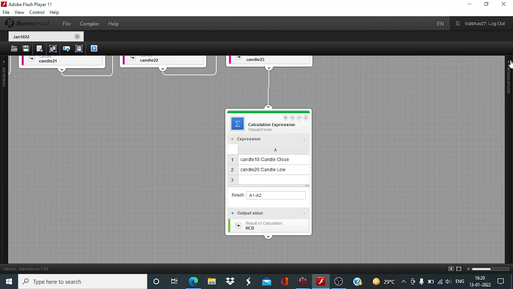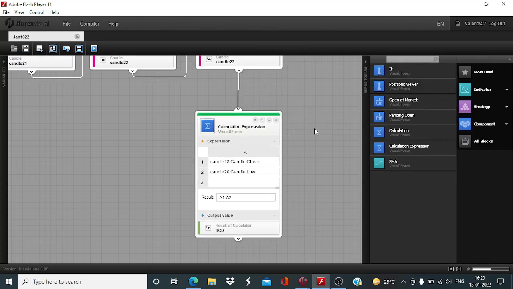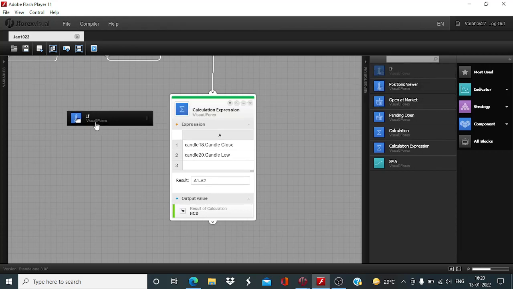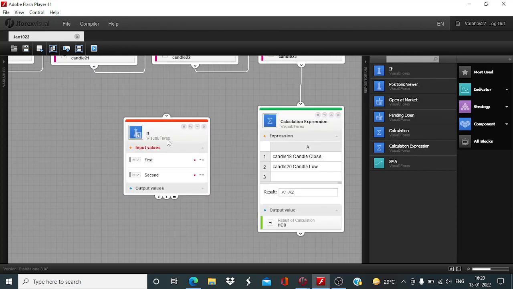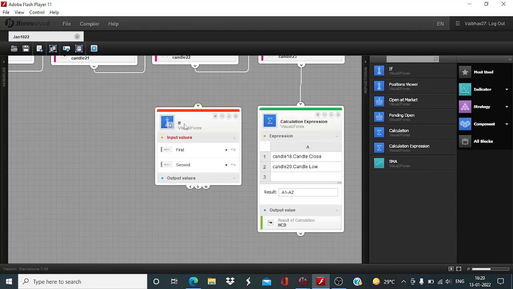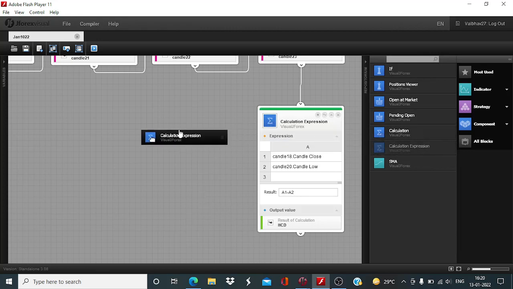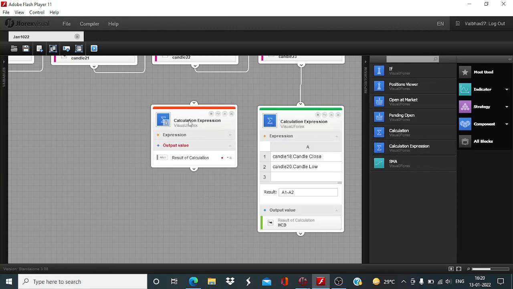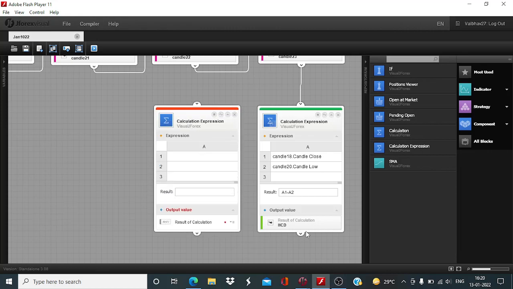and to convert it into integer data type, we also need to multiply it with the pip conversion factor, since we are dealing with the Euro USD, which has its pip values with 4 decimal points. I will have to multiply this difference with 10 raised to the power 4, that is 10,000.